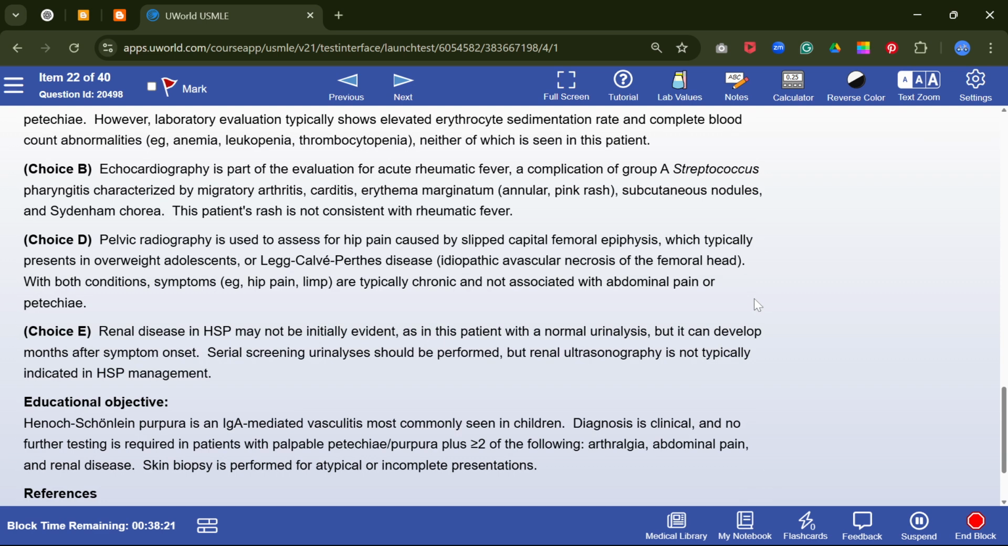Renal disease in HSP may not be initially evident, as seen in this patient with a normal urinalysis, but it can develop months after symptom onset. Serial screening urinalysis should be performed, but renal ultrasonography is not typically indicated in HSP management.